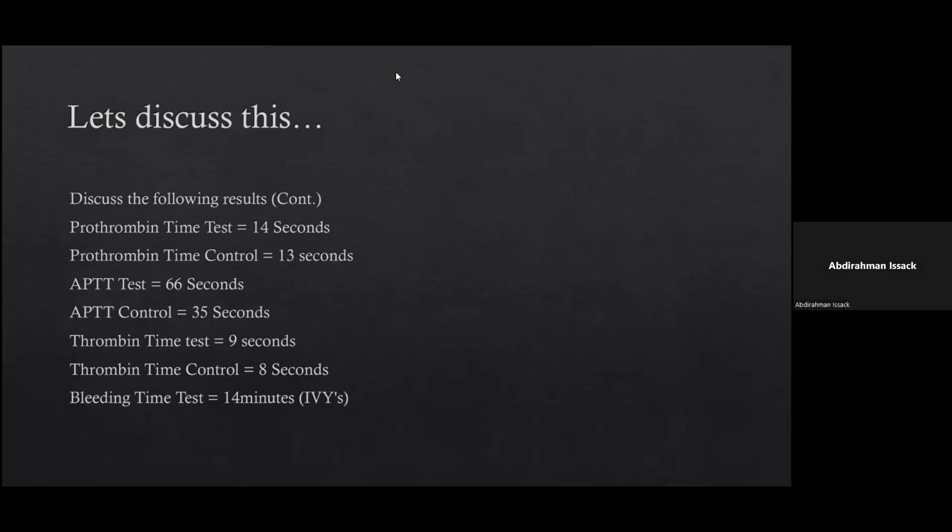Remember, factor 8 mainly is associated with von Willebrand as well. Thank you. Von Willebrand disease also causes prolonged APTT. Other causes: any liver disease can lead to decreased production of all the factors. It causes prolonged APTT. DIC, lupus anticoagulant, and medications like heparin.